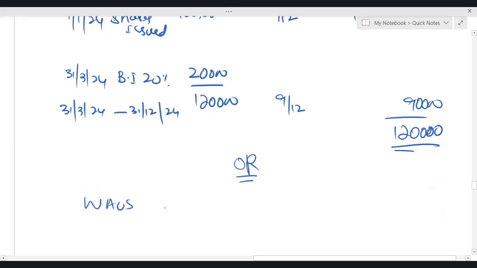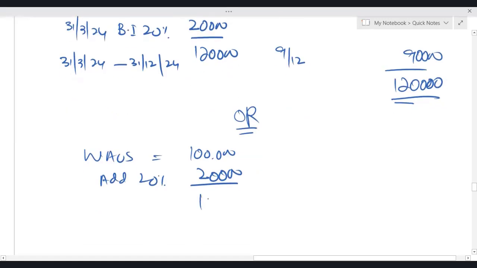Your opening shares are 100,000. Just add the 20% bonus, which is 20,000. And no need to do any time apportionment, nothing, you will get the same result. Obviously, when you will be solving in the exam, you have to time apportion everything. I just want to explain one thing.